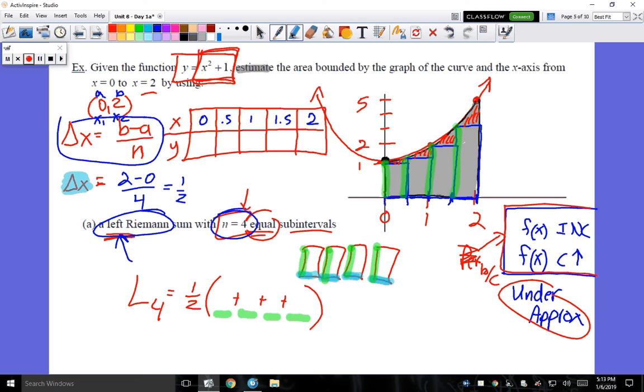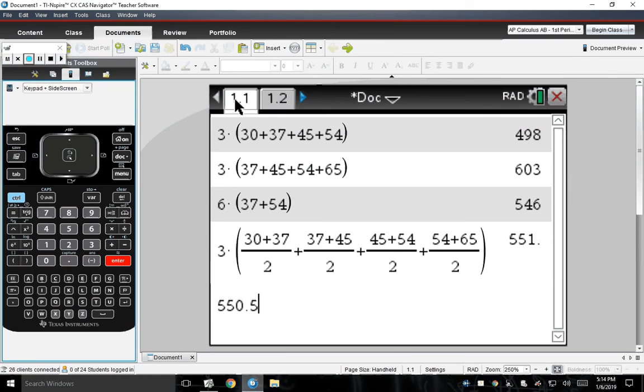Otherwise, these rectangles that I showed you right here are not going to match up. 1, 2, 3, 4. They're just touching because we're going to find the area with no gaps. All right, so we need f of 0. A quick way that you can do this is what we have in our calculator.